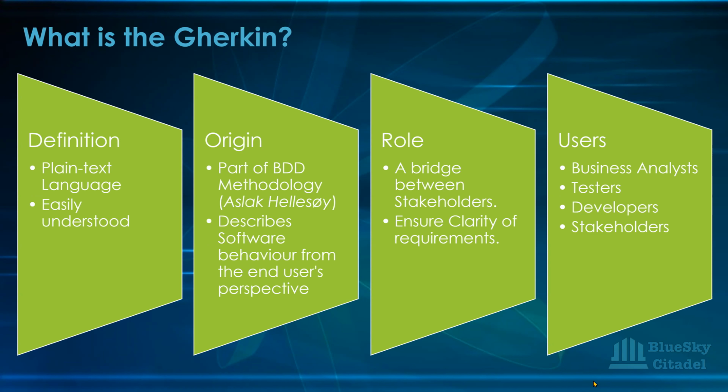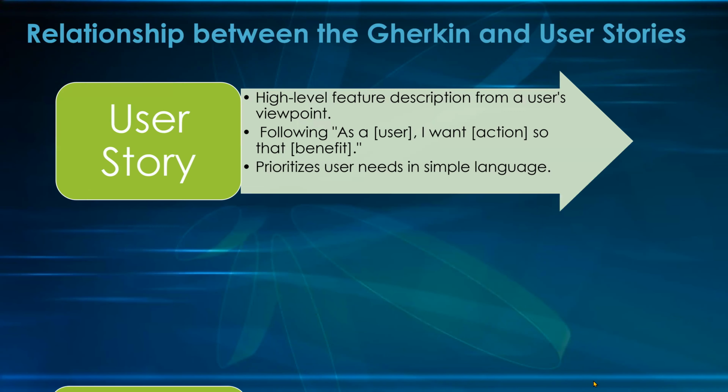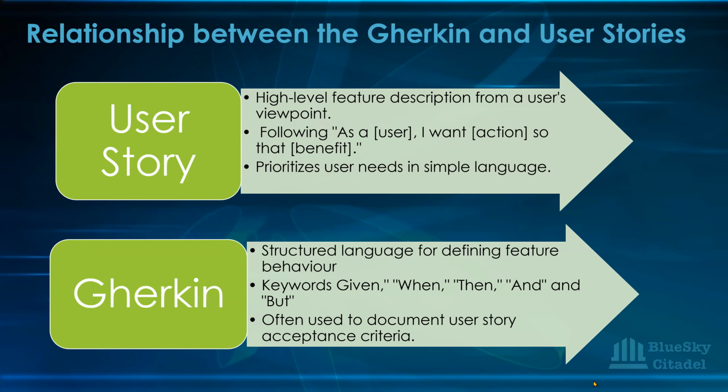By the few things I've just said, we can see that Gherkin is a language that plays a crucial role in specifying, documenting, and automating software behavior. It's designed to facilitate collaboration among stakeholders in the whole software development process. So we're going to further dive in and look at the relationship between the Gherkin and user stories.